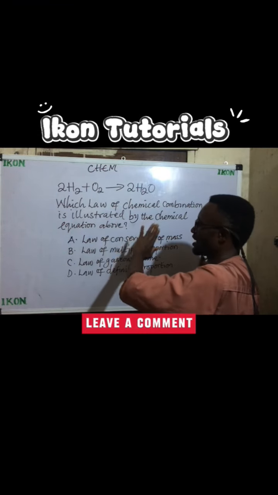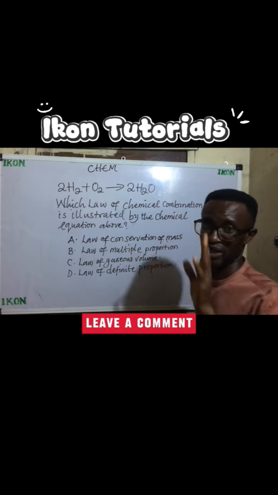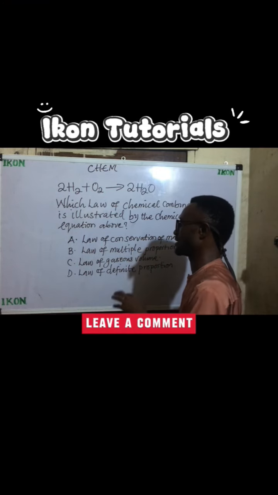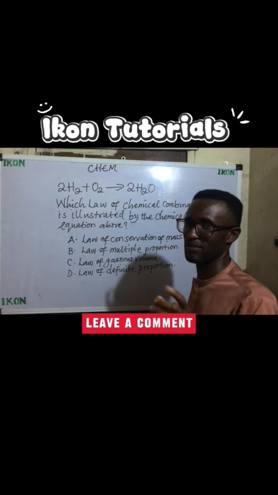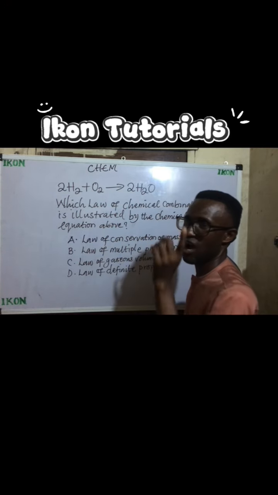So whenever you're given a chemical equation, check if it is balanced. If it is balanced, it means that the law of conservation of mass is obeyed. So what is the law of conservation of mass? The law states that mass can neither be created nor destroyed, but can be rearranged. That means it can change from one form to another.